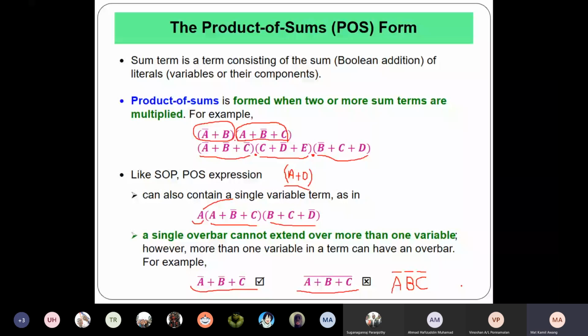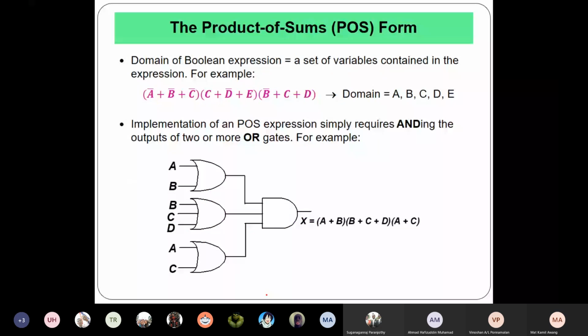So this is a correct sum term. So the domain is the same. Domain is still a set of variables contained in the expression. So how many domains for this one? You have A, you have B, you have C, you have D, you have E. So you have the domain A, B, C, D, E. And the implementation of POS is actually you OR first, then you AND.